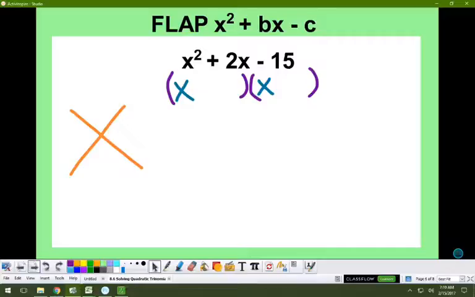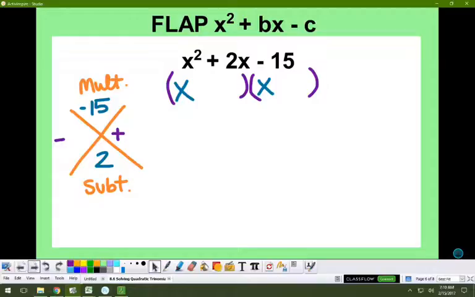This time I'm looking to see what multiplies to get -15. And this time we need them to subtract to equal +2. In order for two numbers to multiply to get -15, one is going to have to be negative and one is going to have to be positive. So I need one negative number, one positive number, that when you multiply them, they get -15, but when you add or subtract them, they get +2.